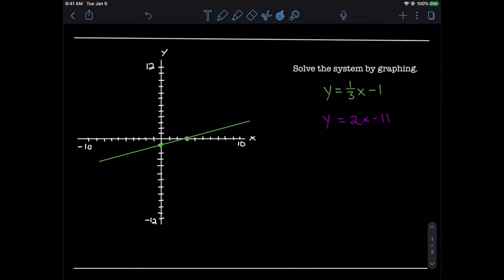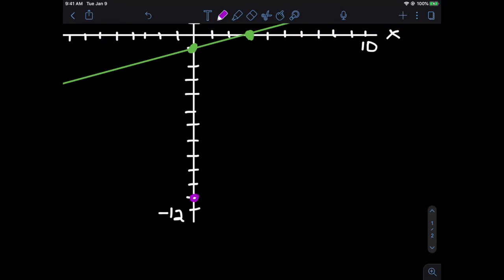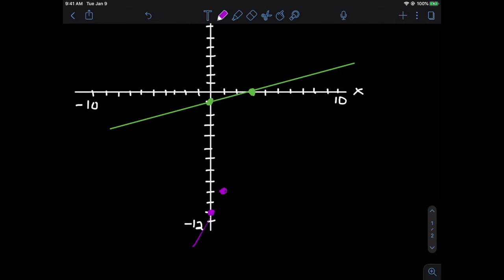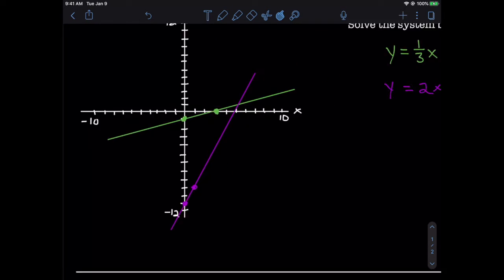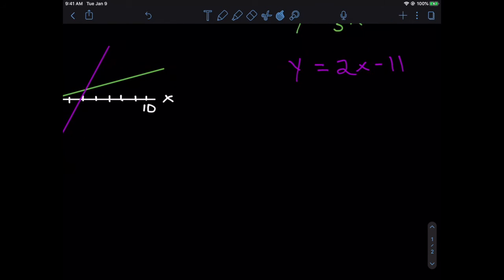Next, we're going to plot our 2x minus 11. Then we're going to look for where the green line intersects with the purple line. Y-intercept is -11, slope is up 2 over 1, so that's going to put us at (1, -9), as we see here. Connect our 2 points, and there's our line. So once again, the solution to the system is where the two lines intersect, right here, folks. We see we got ourselves a solution when x is equal to 6 and y is equal to 1.